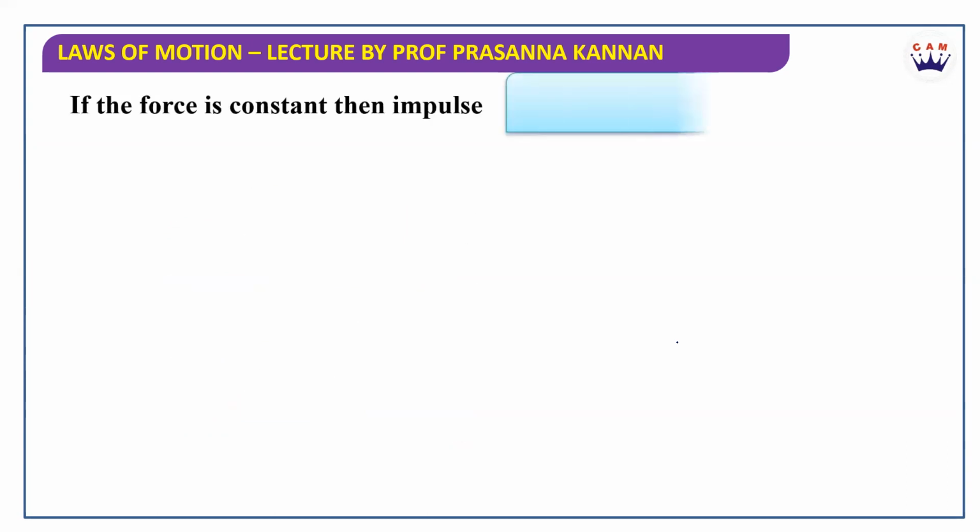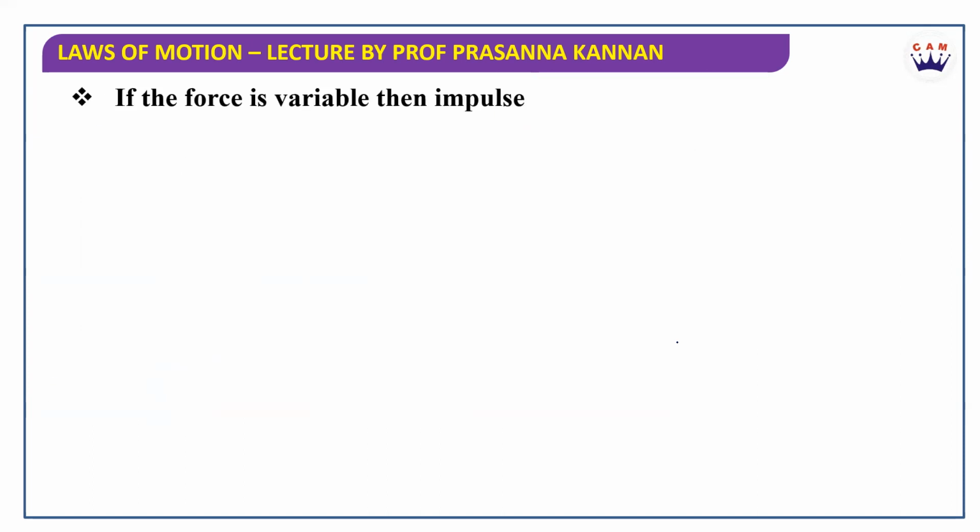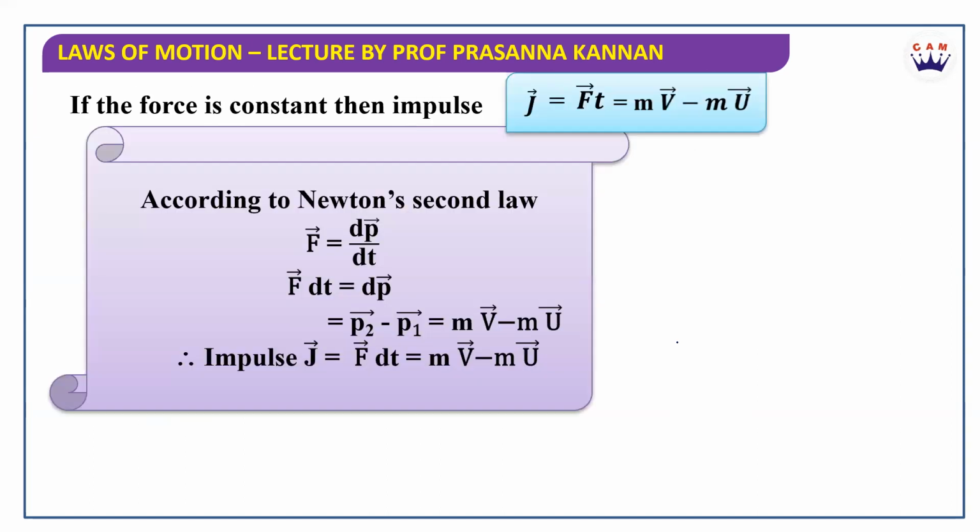Okay, guys. Fine. So if force is constant, then what is impulse dependent on, guys? If F is constant, time. So according to Newton's second law, F is dp by dt. F into dt is dp. dp is nothing but change in momentum, P2 minus P1. What is P2? All these are known to you.